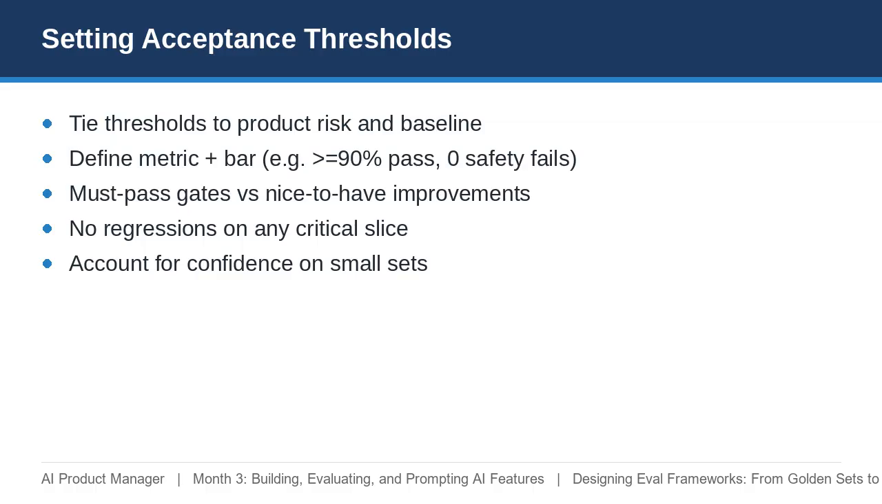Thresholds turn scores into ship or no-ship decisions. Anchor them to product risk and to your baseline, current production or human performance, not an abstract ideal. Define the metric in the bar, for example 90% pass on correctness and 0 safety failures. Separate must-pass gates, like safety and no regressions, from nice-to-have improvements. And remember, small golden sets give noisy estimates, so report confidence ranges rather than treating a single number as truth.